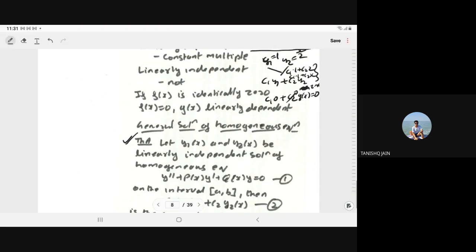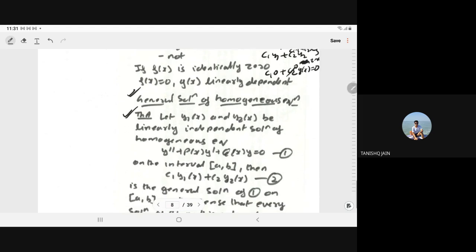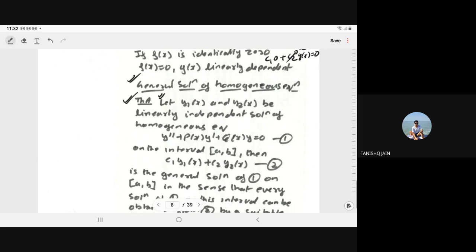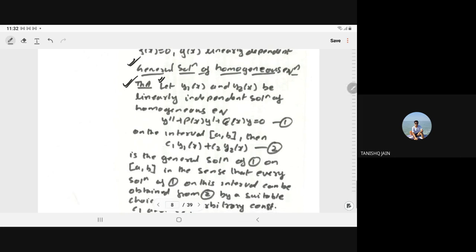So from here, the general solution of the homogeneous equation. Here we have Theorem A, a very important theorem. Let y1 and y2 be linearly independent solutions of the homogeneous equation y double dash plus p(x) y dash plus q(x) y equal to 0 on the closed interval a comma b. Then c1 y1 plus c2 y2 is a solution.